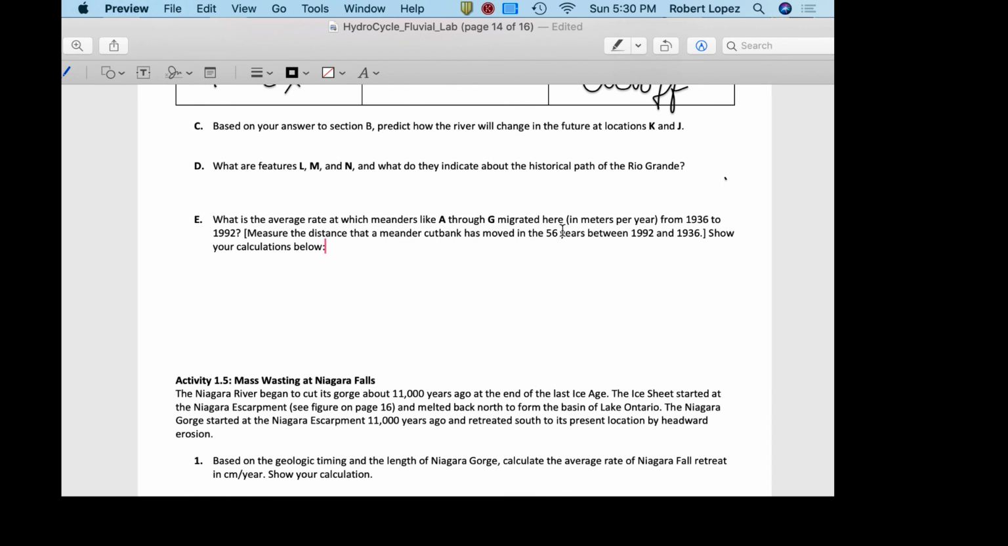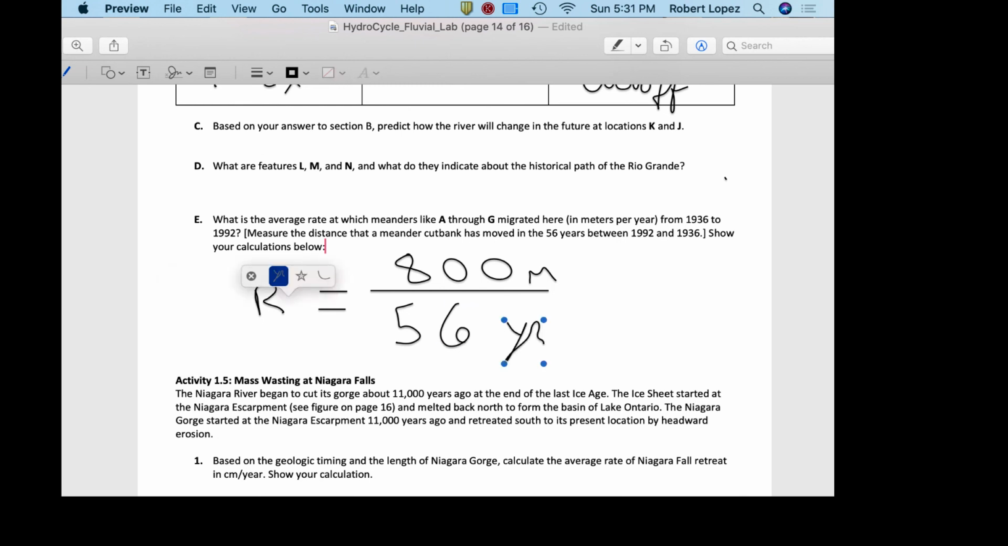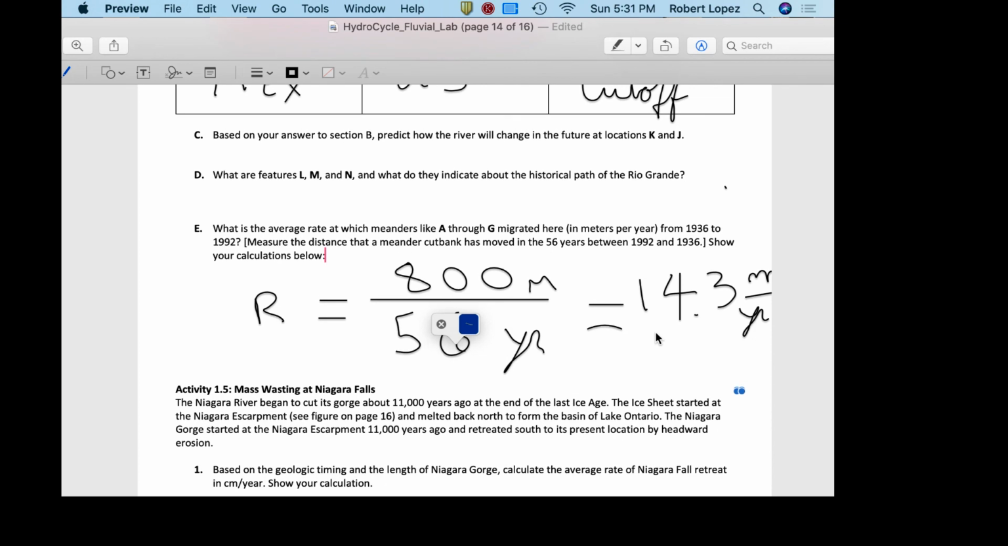So our math would be: the rate would be equal to the distance over the time. So let's say it's 800 meters over those 56 years. And when we do the math there, it's 14.3, and it'll be meters per year, something like that. So anyhow, that's the way I want you to work that out in the unit. So that's a good example for that one.